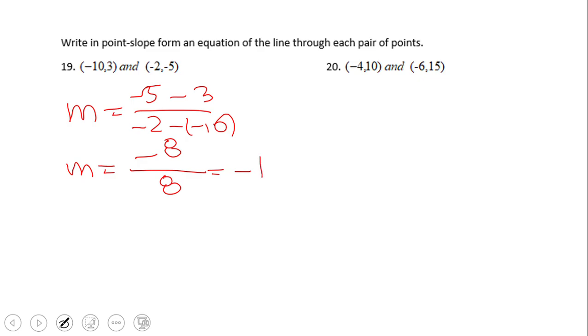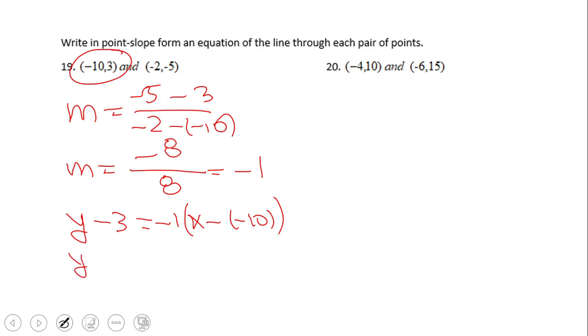Now this problem is similar to the other two we just did before. We have the slope, in this case negative 1. We have a point, in fact we have 2 points, and you can write the equation. I'm going to pick the first point. You can pick the second point if you want. So we're going to have y minus y1, y minus 3 equals m, negative 1, times x minus x1, x minus negative 10.